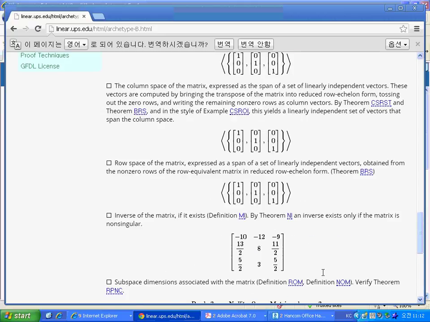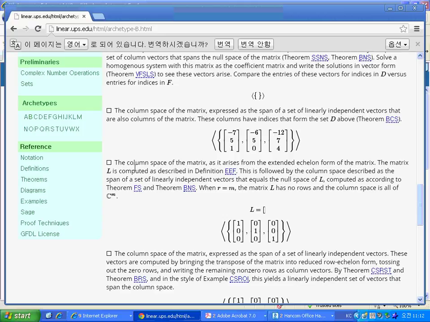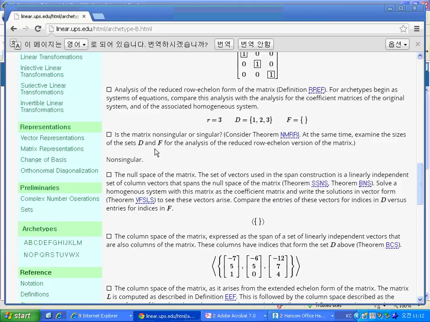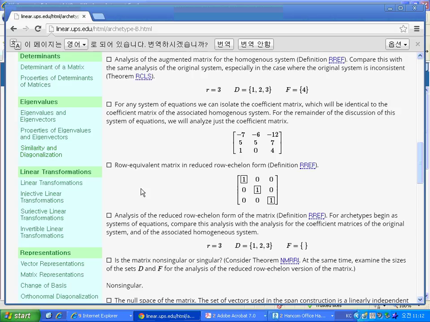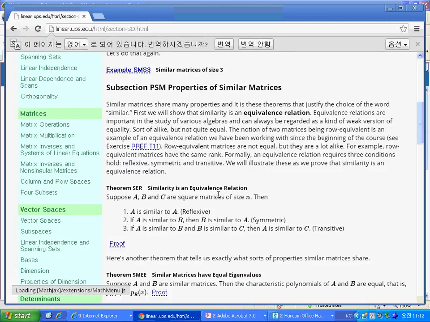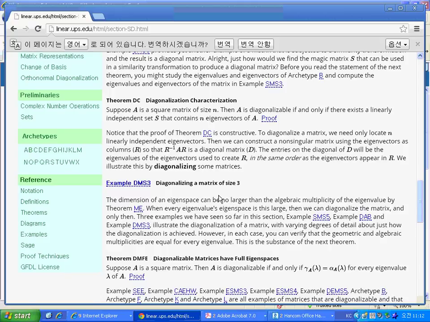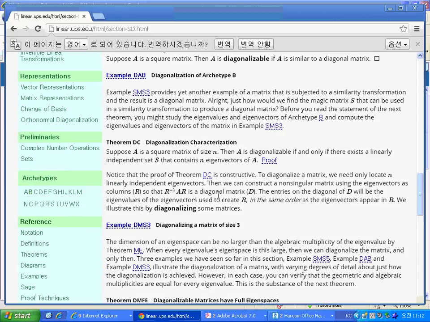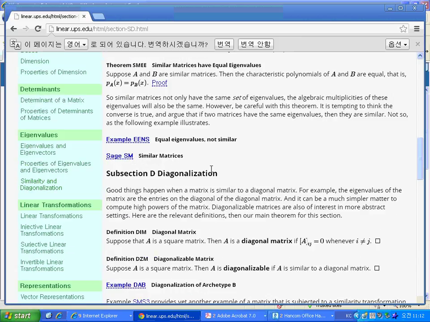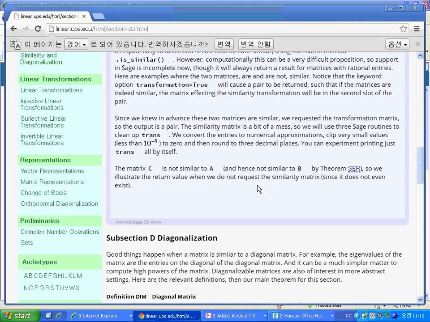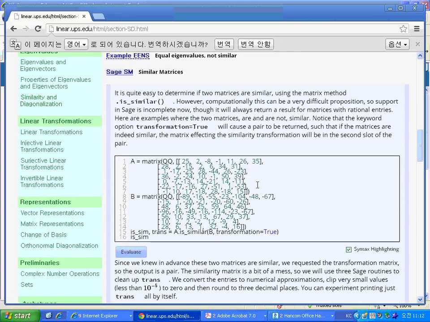So there's a whole collection of examples. They're all listed here on the side. That's how you can get to all those. So we'll go back to where we were in similarity and diagonalization. I should show you, throughout the book, there are about 100 examples of how to use SAGE. So when we're talking about similar matrices, there it is.